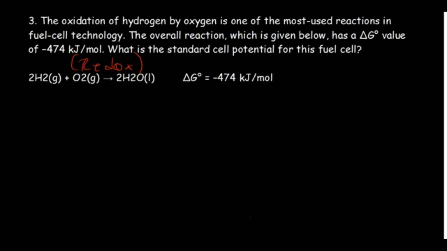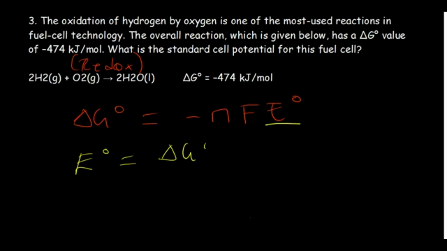And then you go back to your standard Gibbs free energy, which you know is dependent on the number of electrons being transferred and Faraday's constant. We're trying to calculate the standard cell potential. So you make it the subject, and it's going to be our Gibbs free energy divided by the number of electrons and Faraday's constant. So get the given value there.